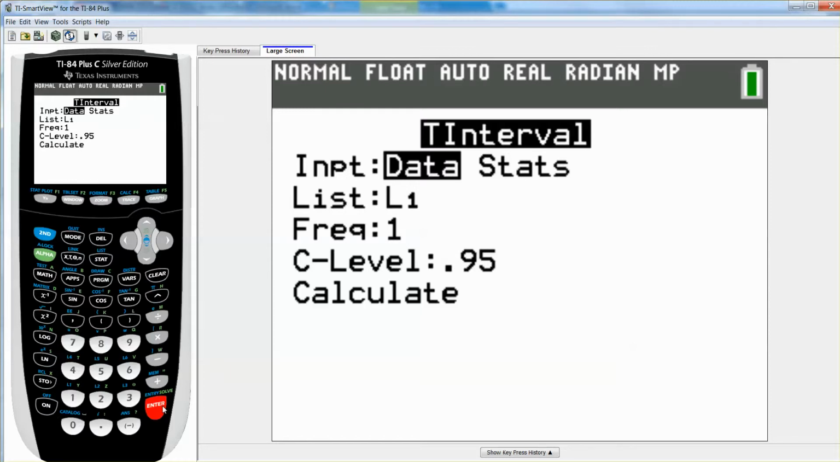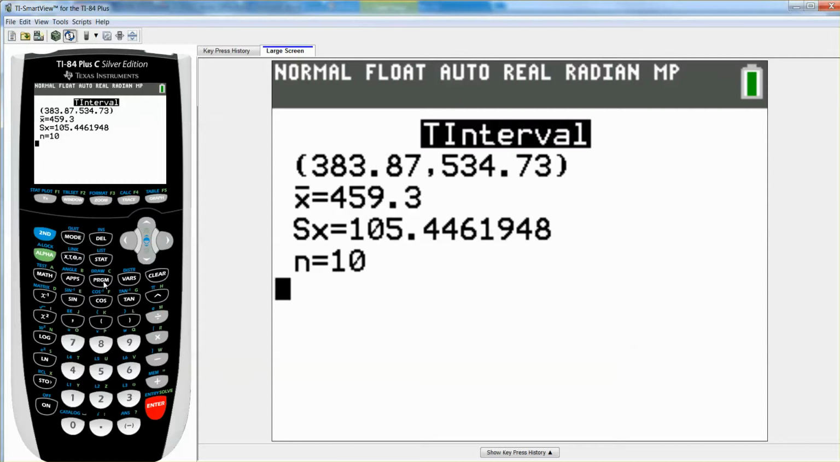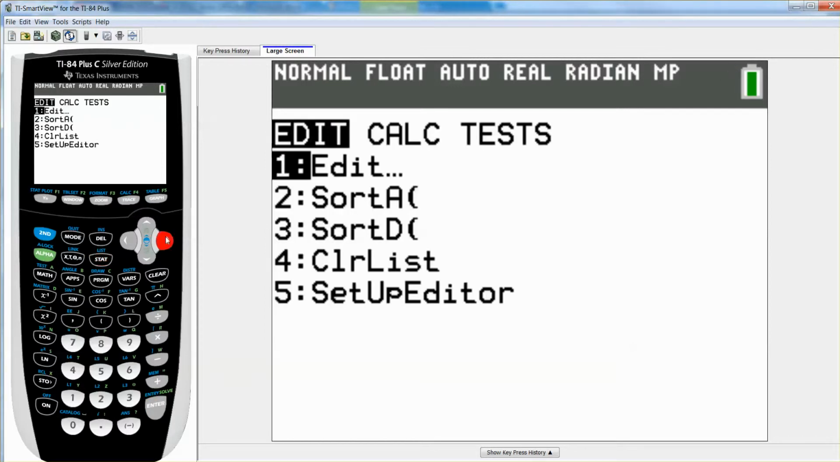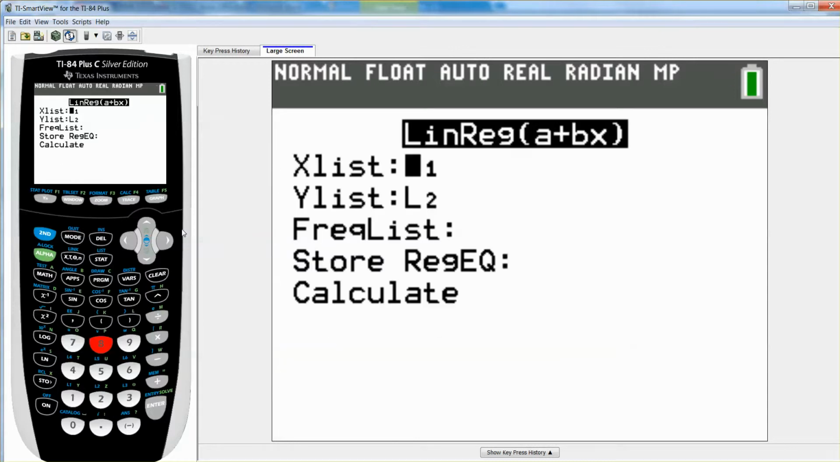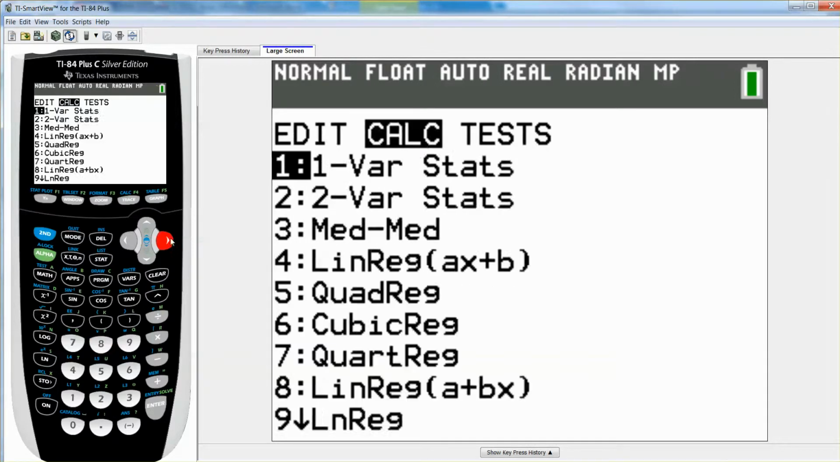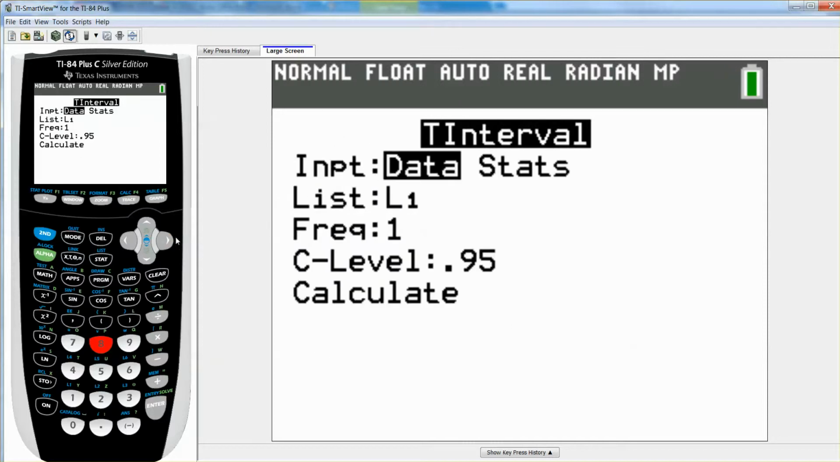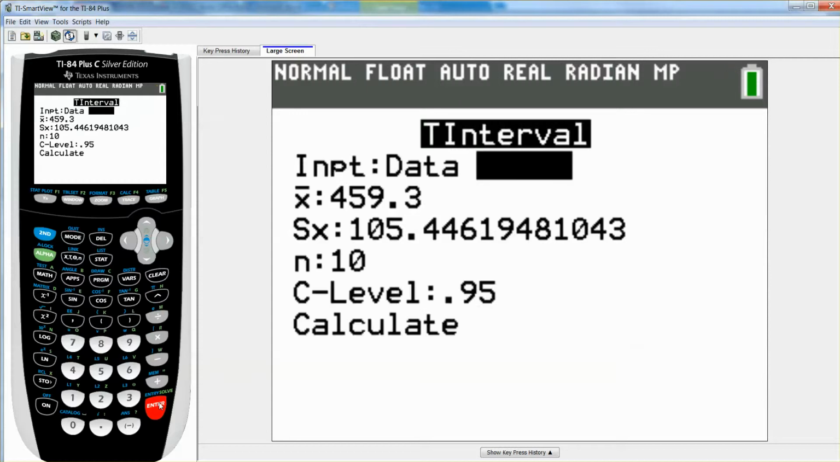You're only allowed to use the data feature if you have data entered into L1 or L2 or L3. If you don't have that, then X bar, S, and N must be given to you in the problem. X bar being the sample mean, S being the sample standard deviation, and N being the sample size. If that's the case, then you can use stats. So if they have a column of data, use data, but you have to enter it yourself first. If they give you the statistics, X bar, S, and N, if they give you these three numbers, then you can use this stats feature.